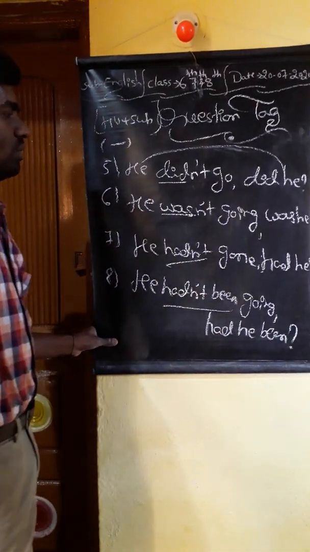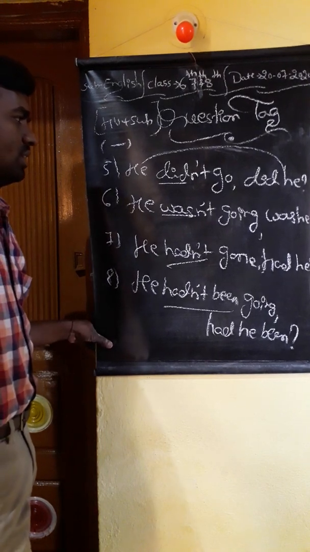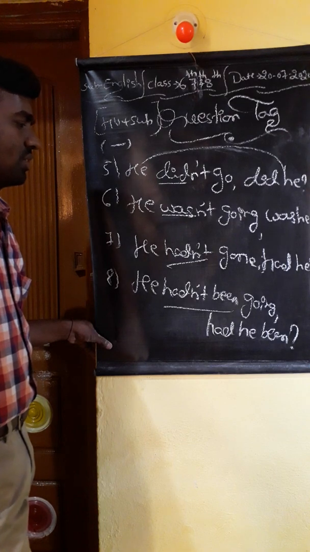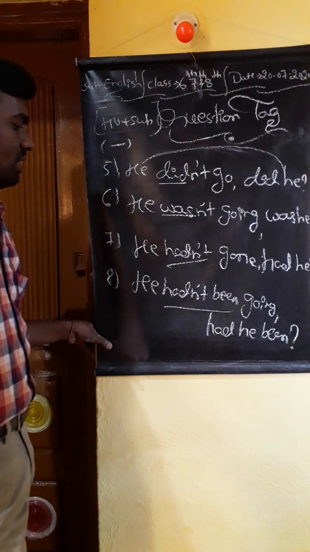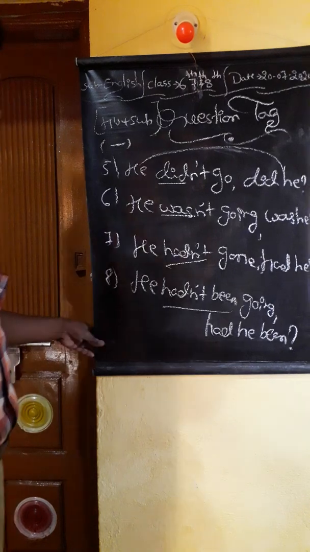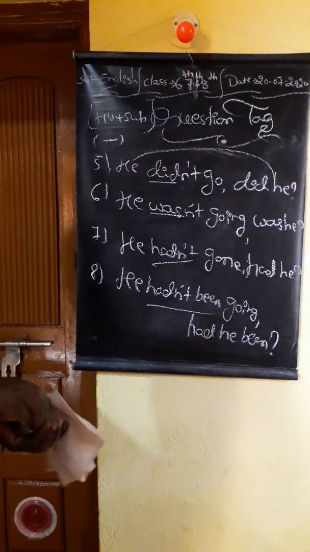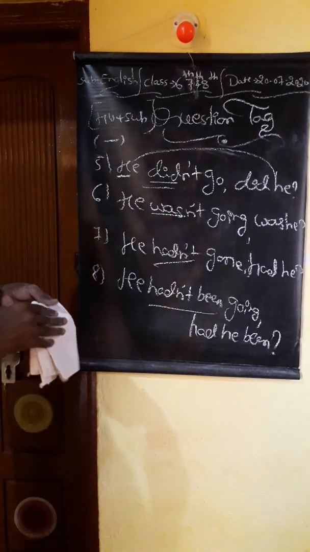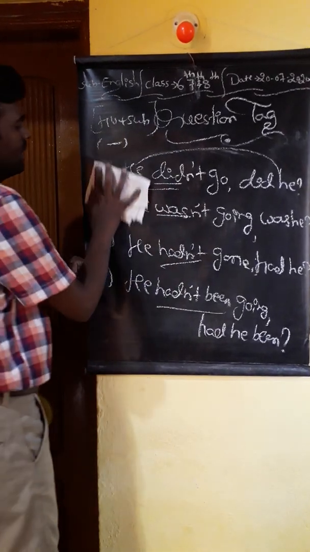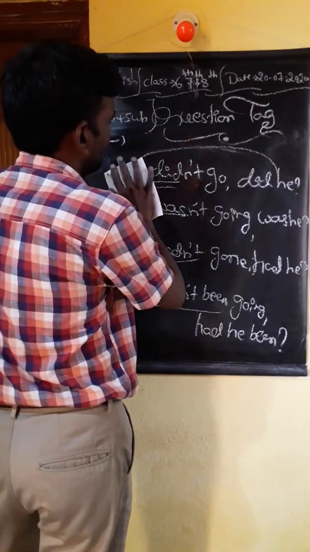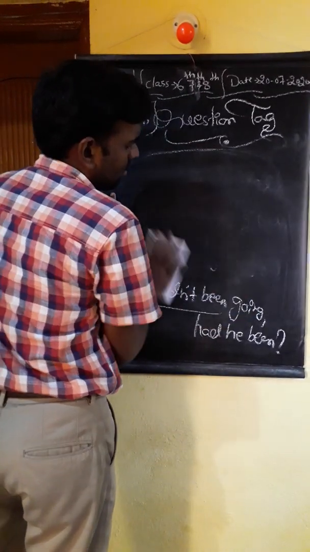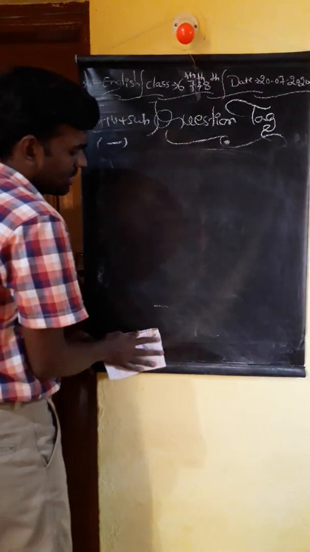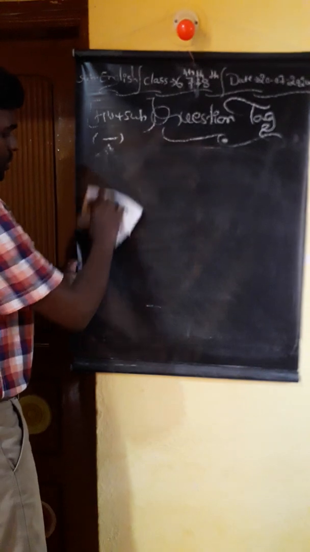So for he didn't go, the question tag is did he, and he was going, the question tag is was he, and for he hadn't gone, the question tag is had he, and for he hadn't been going, the question tag is had he been. So I took one verb and one subject for your better understanding. While practicing, you may take any subjects, any verb with your own choice and practice, and in homework also you may send. In the end of the class, I am going to give the homework part also.